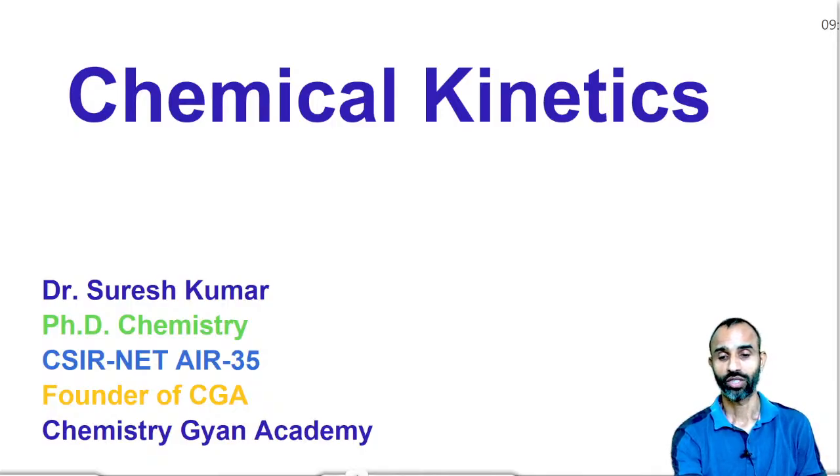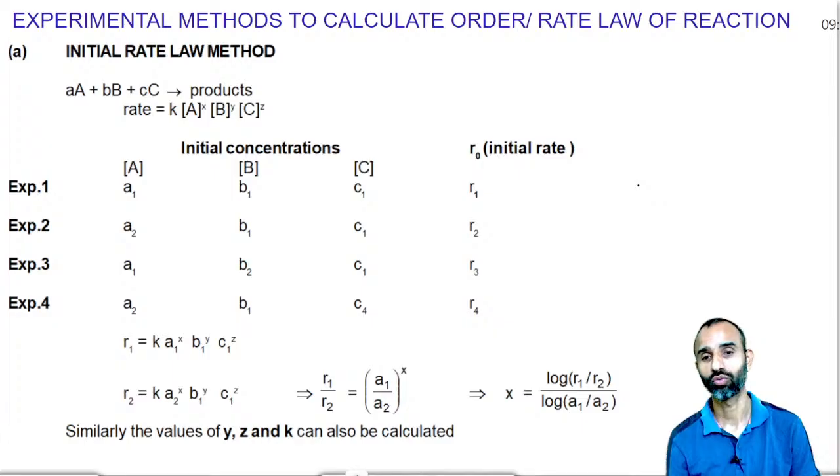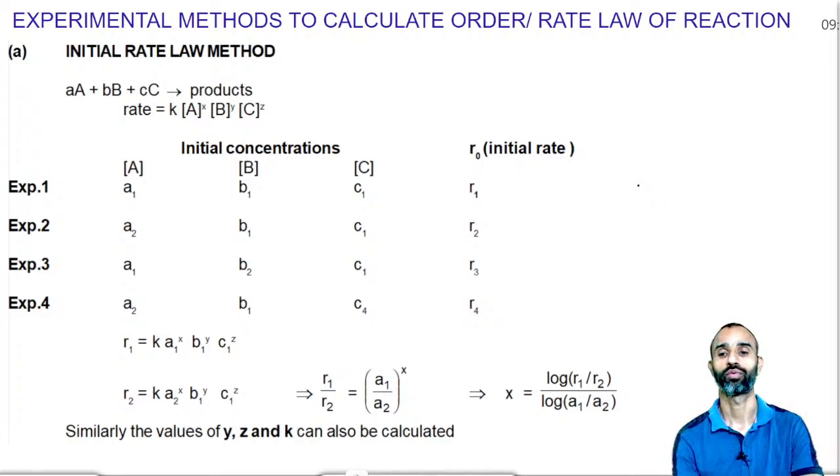Okay, so let us start today's session. Today we start from experimental methods to calculate order or rate law of reaction. So there are different methods. First is the initial rate law method.